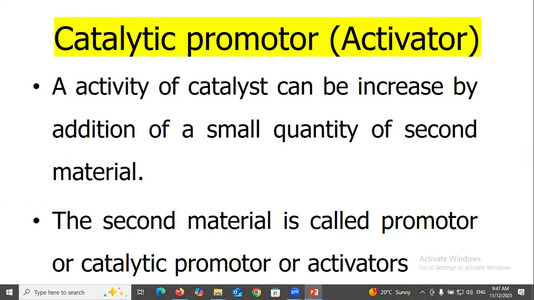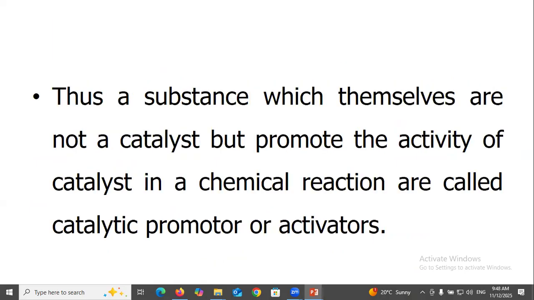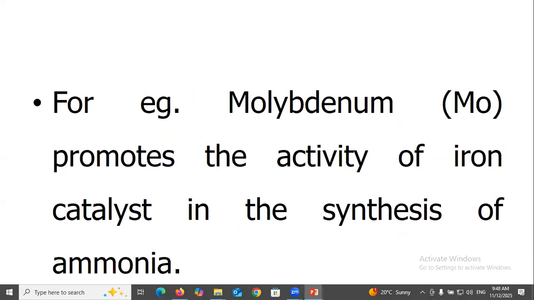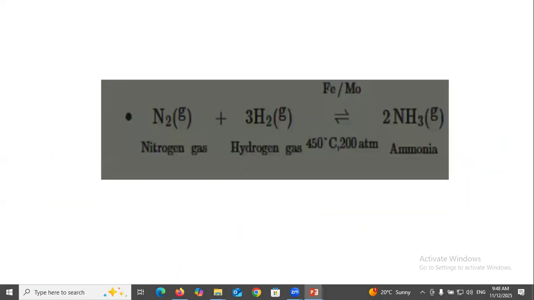Catalytic promoter: the activity of a catalyst can be increased by addition of a small quantity of a second material. The second material is called a promoter, catalytic promoter, or activator. The substances which themselves are not a catalyst but promote the activity of a catalyst in a chemical reaction are called catalytic promoters or activators. For example, molybdenum promotes the activity of the iron catalyst in the synthesis of ammonia.